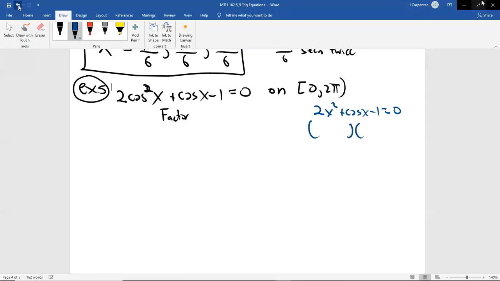You can AC method it, you can trial and error it, and I wrote cosine there, didn't I? Because I have cosine stuck in my brain. That should have been just an x. There we go. Now it's right. Sorry for that. So with a 2x squared, the only possibility the first terms can be are 2x and x. With that being a 1, the only possibility is those to be 1s. Trial and error is ridiculously short here.